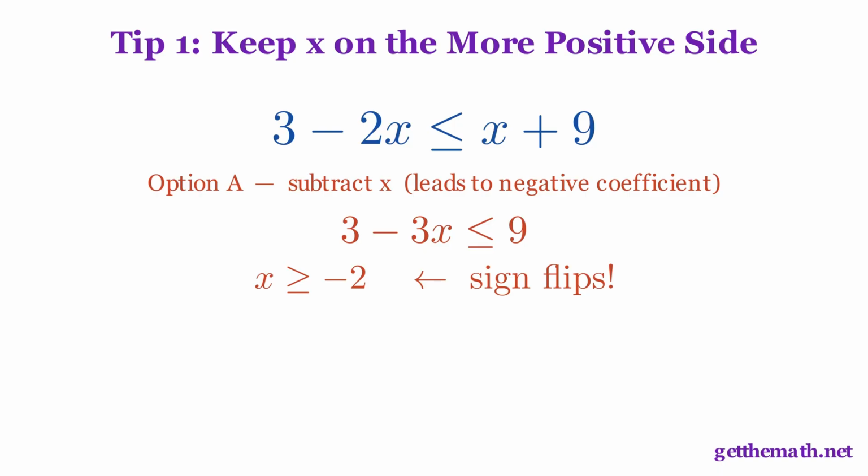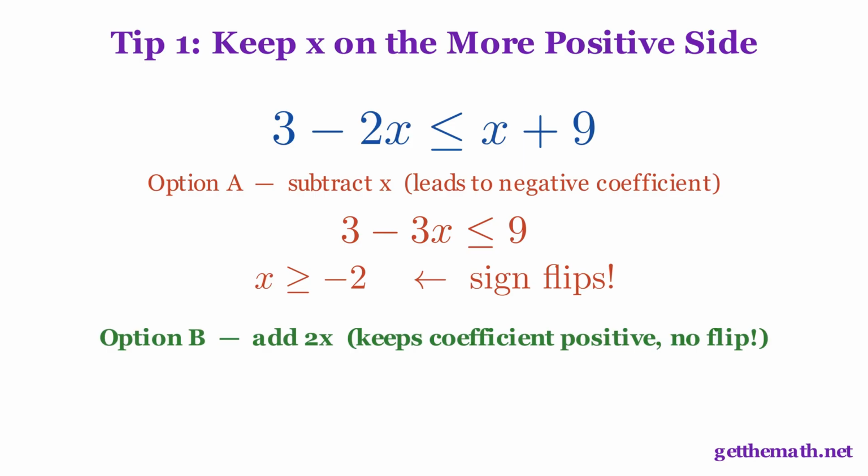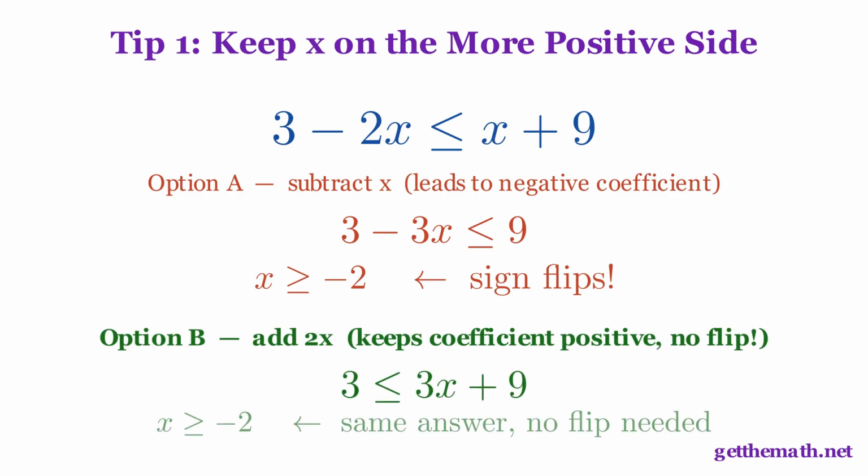But if instead you add 2x to both sides, you get 3 is less than or equal to 3x plus 9. Now you divide by positive 3. No flip needed. Same answer, but the second way avoids the sign flip entirely. Whenever you can, move x to the side where it stays positive.